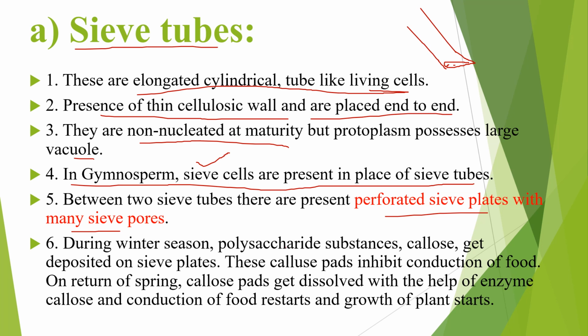In winter season, polysaccharide substances like callose get deposited on sieve plates. These callose pads inhibit conduction of food. On return of spring, the callose pad gets dissolved with the help of the enzyme callase, and conduction of food restarts and growth of the plant again starts.